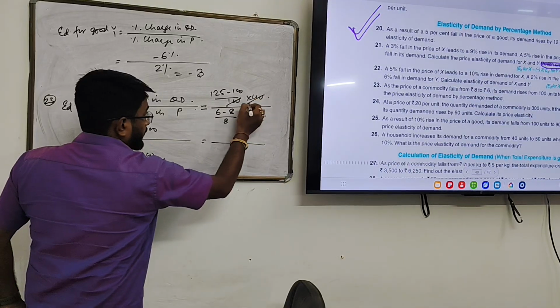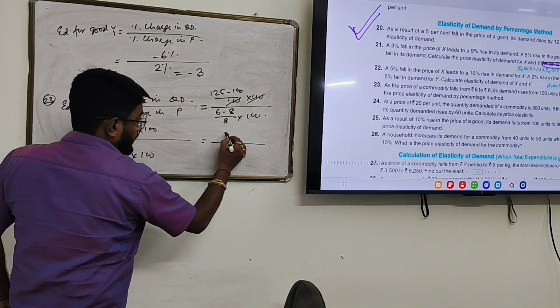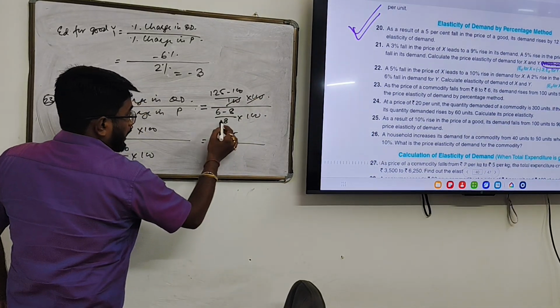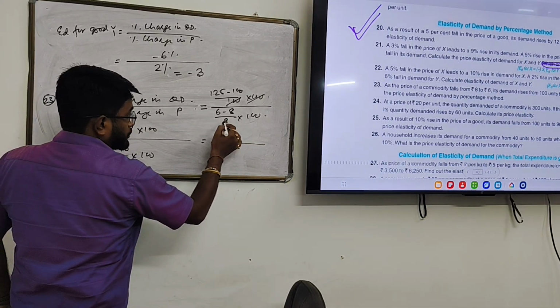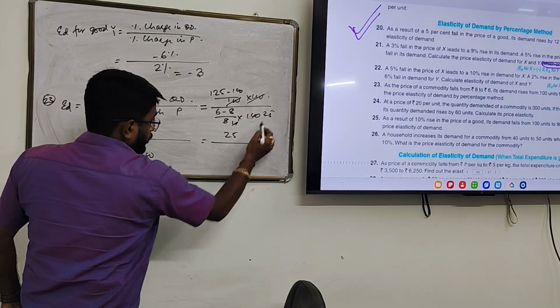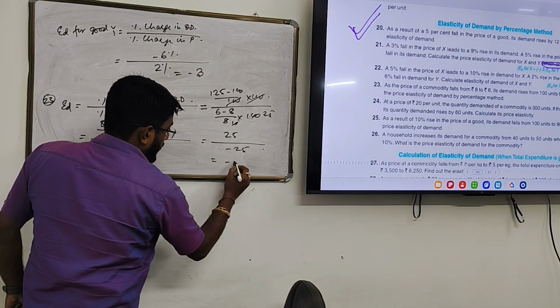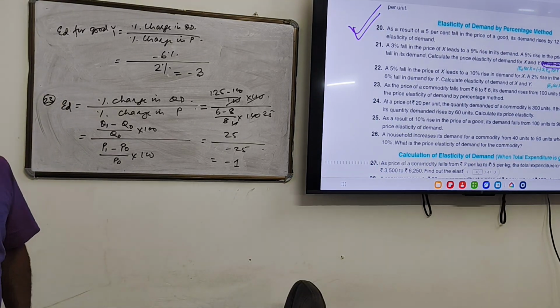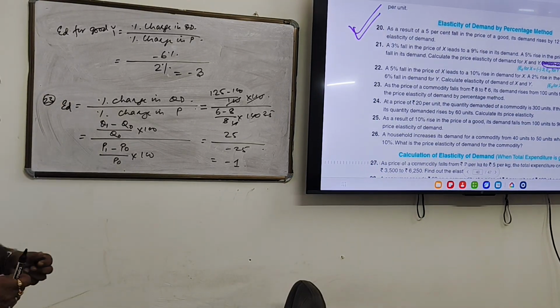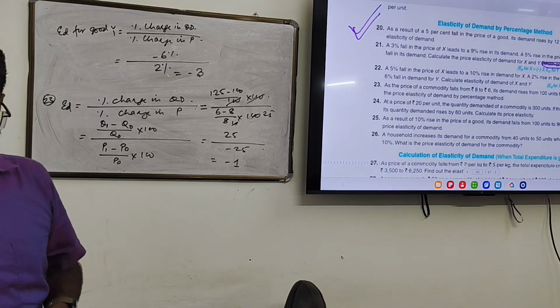Now this 100 gets cancelled. 125 minus 100 is 25 and 6 minus 8 is minus 2. Minus 2, then it is 4, then 25. Denominator is minus 25. Answer is minus 1. Clear? How is the answer minus 1? Understand? Note it down.